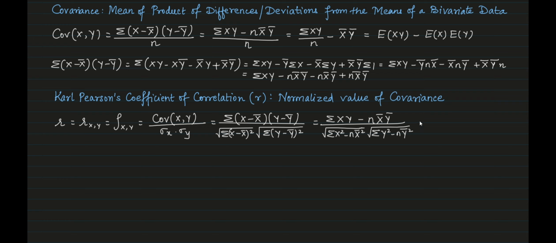When I multiply by n, I get one more expression: n times summation xy minus summation x into summation y, the whole divided by root of n times summation x square minus summation x the whole square, root of n times summation y square minus summation y the whole square.